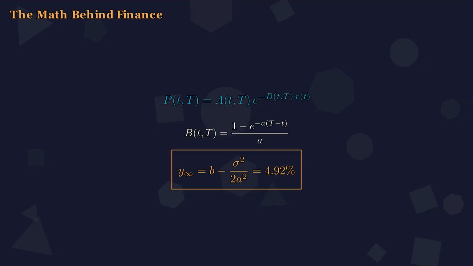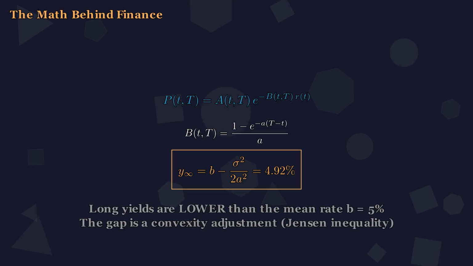And here is a beautiful result. The long-run yield, as maturity goes to infinity, converges to b minus sigma squared over 2a squared. That is 4.92%, not 5%. The gap of 8 basis points is a convexity adjustment, a consequence of Jensen's inequality applied to the exponential discount factor. Long yields are always lower than the mean rate.